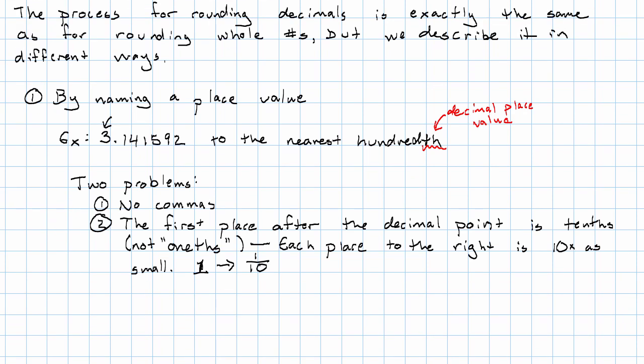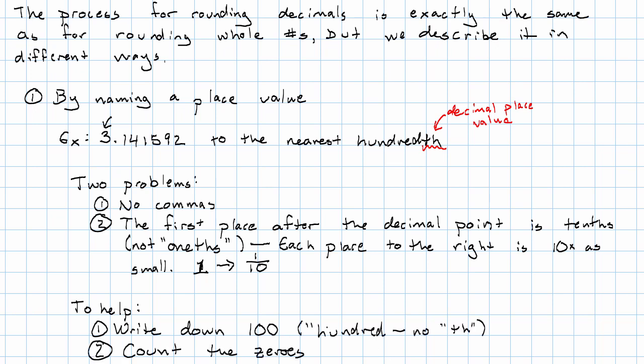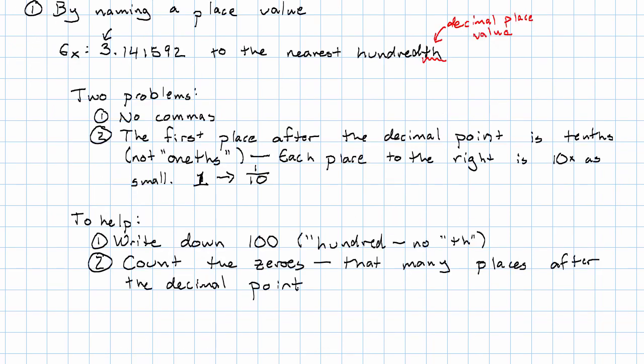If you're in doubt, if we want to find the hundredths place, 100 is a 1 followed by 2 zeros. We just count the zeros. 2 zeros. That's how many places we want to go after the decimal point. So this 4 is in the hundredths place. We look at the next digit, it's a 1.